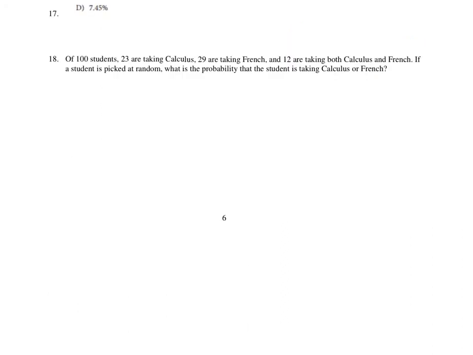All right, next up here, it says 100 students, 23 are taking calculus, 29 are taking French, and 12 are taking both. What's the probability that the student is taking calculus or French? And so this is or, which is usually addition here. And it is in this case. So we have 100 students total. And so we're going to add together the 23 taking calculus and the 29 taking French.